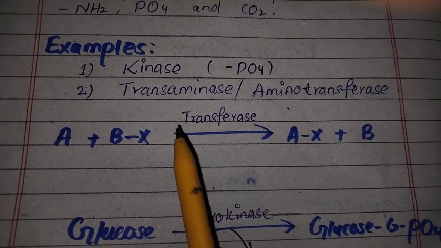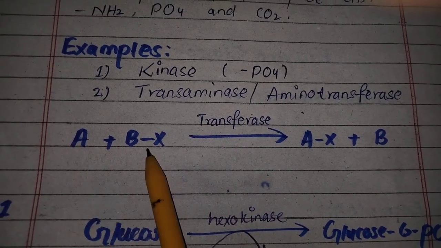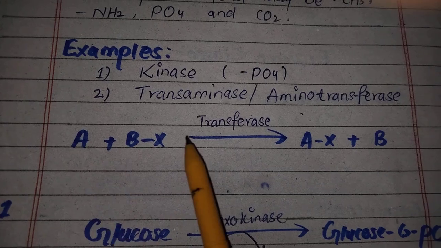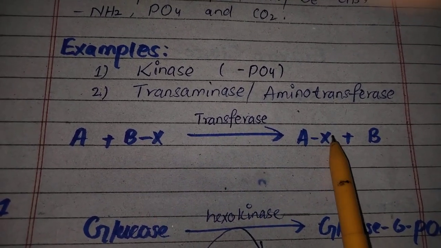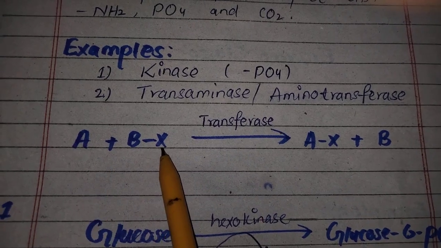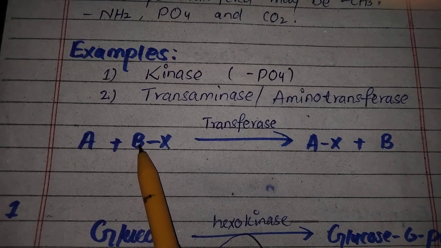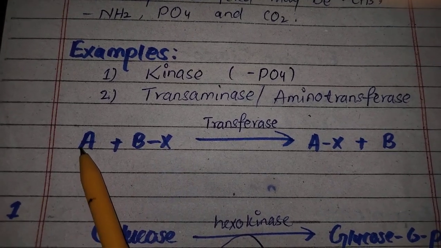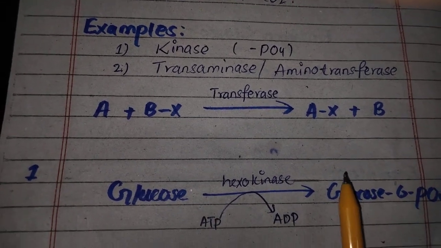So here is general reaction for transferases. A and BX both are substrate. They are interacted in the presence of an enzyme transferase and they are converted into product. So here X is a group other than hydrogen. It is being transferred from B substrate into A substrate. Here is the reaction. It means there is a transfer of a group other than hydrogen.